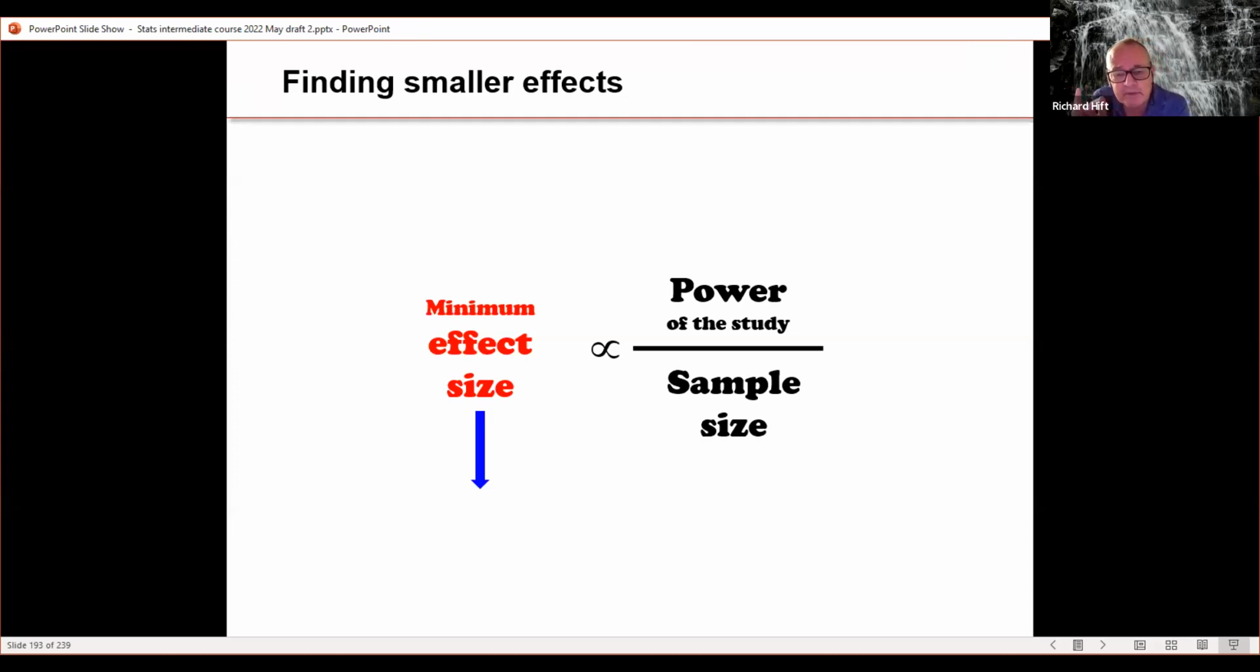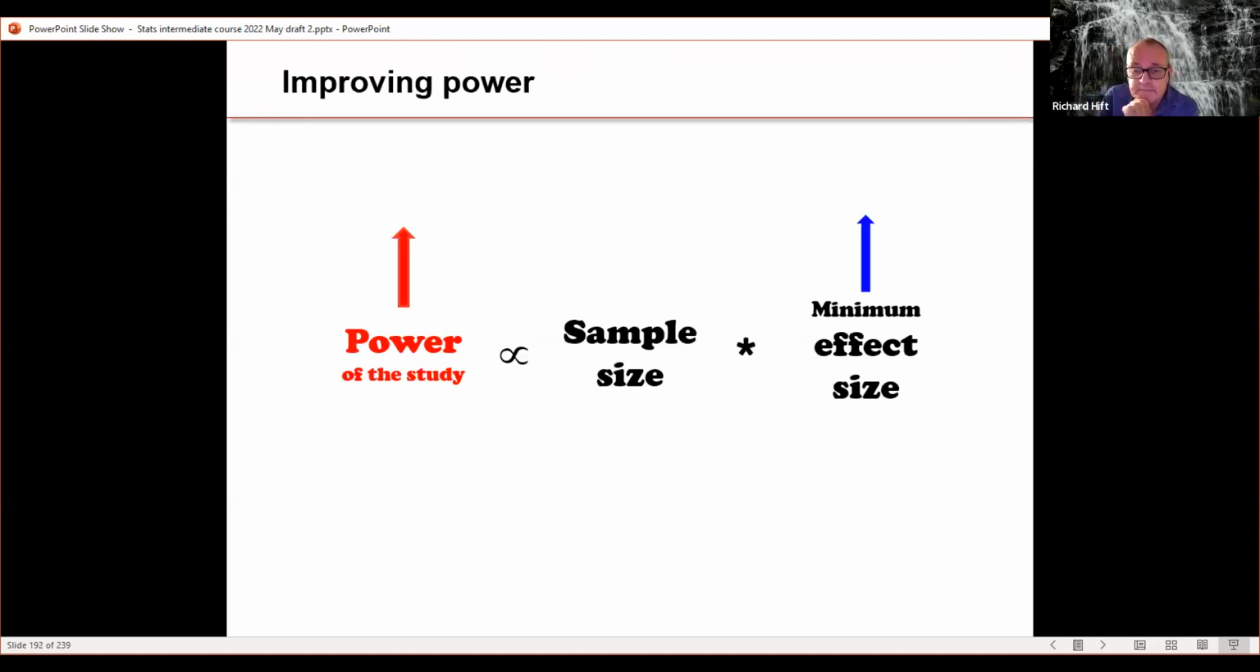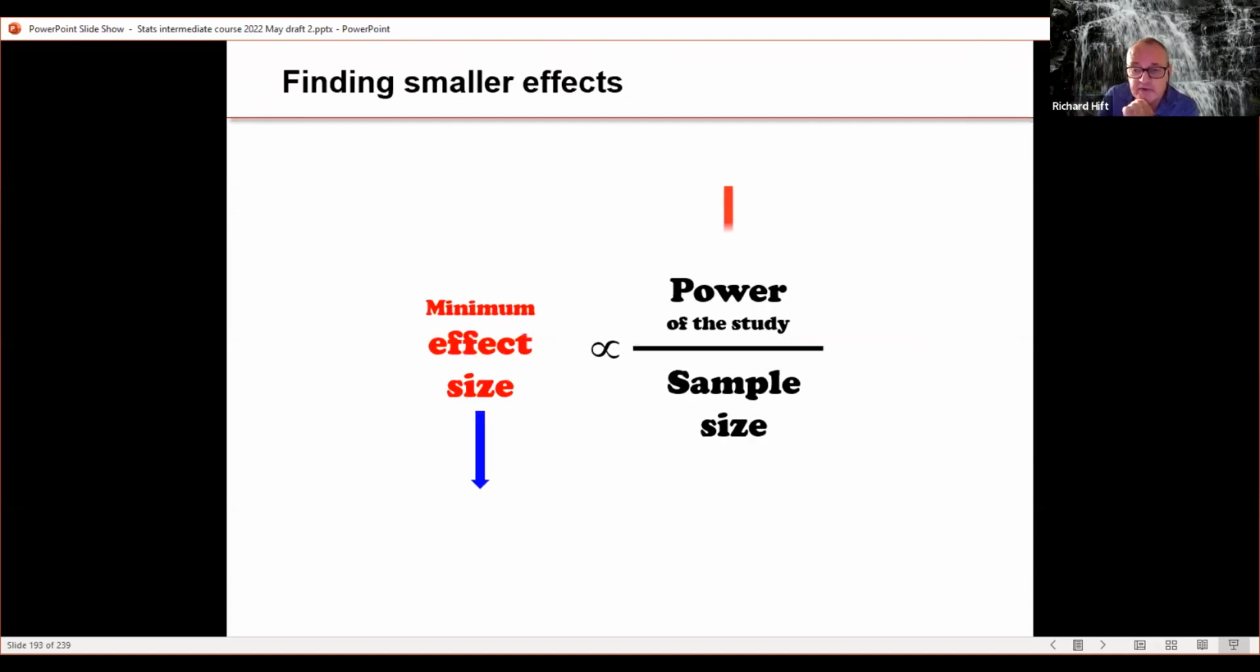Well, how can we be sure that we can compensate for a small effect size? Using exactly the same reasoning, we're either going to have to accept that the power of our study will go down. In other words, we are less likely to show significance.